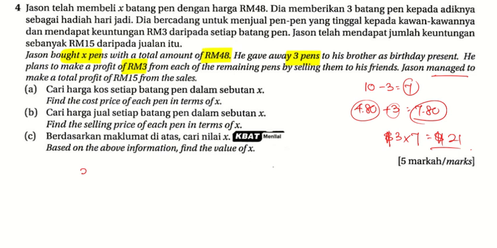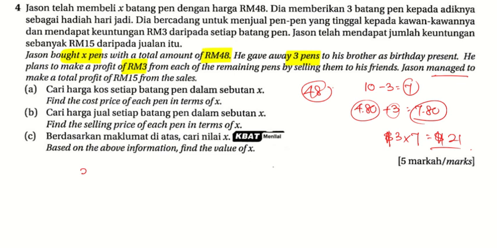Okay, but then I spent 48 ringgit to buy 10 pens, but when I sell, I sell 7 pens only, because the 3 pens I gave to my brother, right? Can you understand this one?